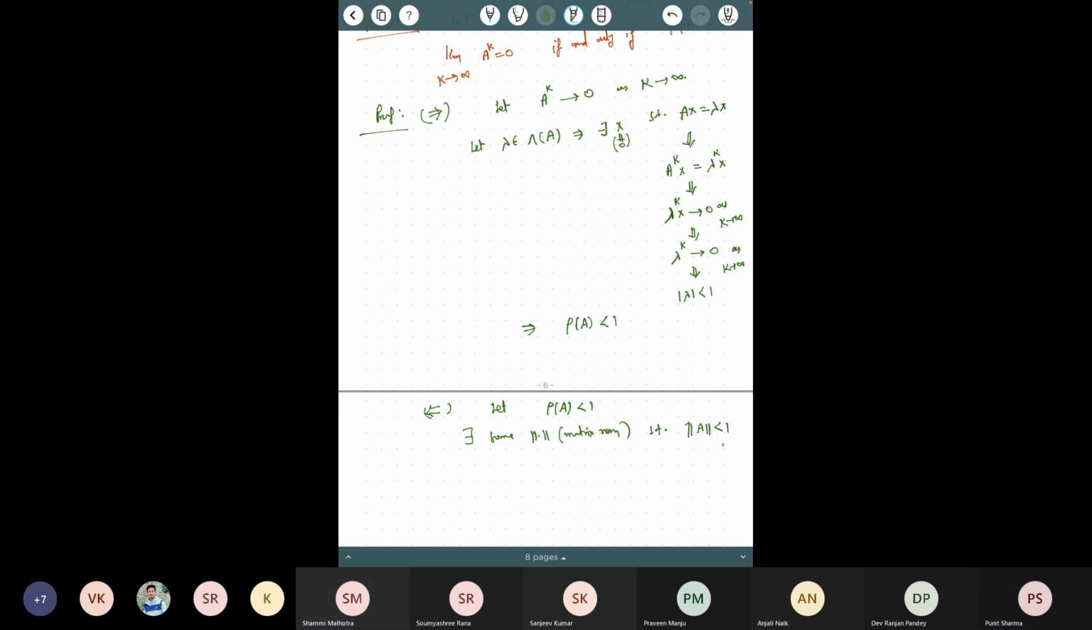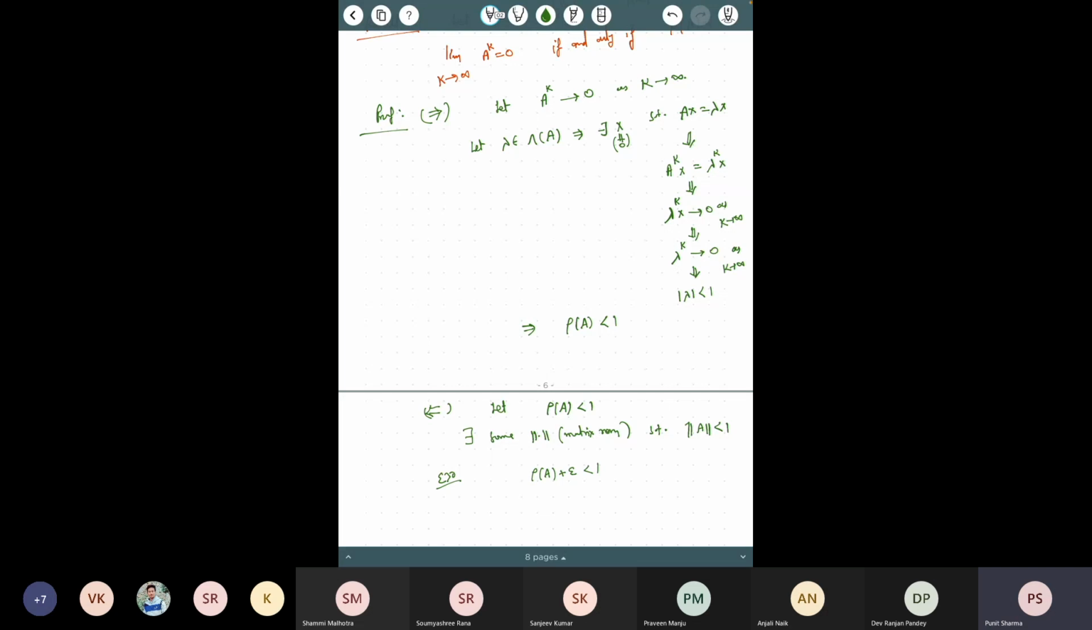Yes, sir. Yes, because we know that rho A is the greatest lower bound. Using that property, I know that if I take rho A plus epsilon, which is less than 1, because rho A is less than 1, I can always find an epsilon greater than 0 such that rho A plus epsilon also remains less than 1.